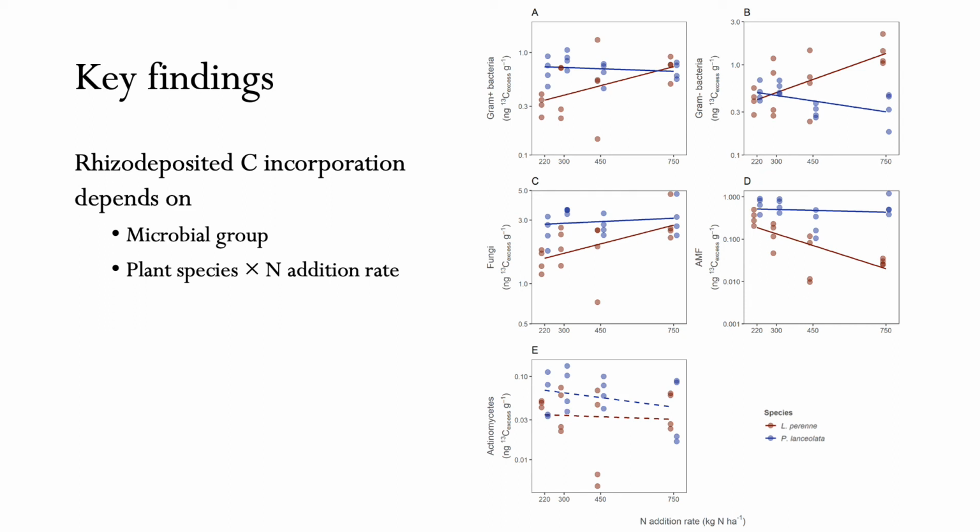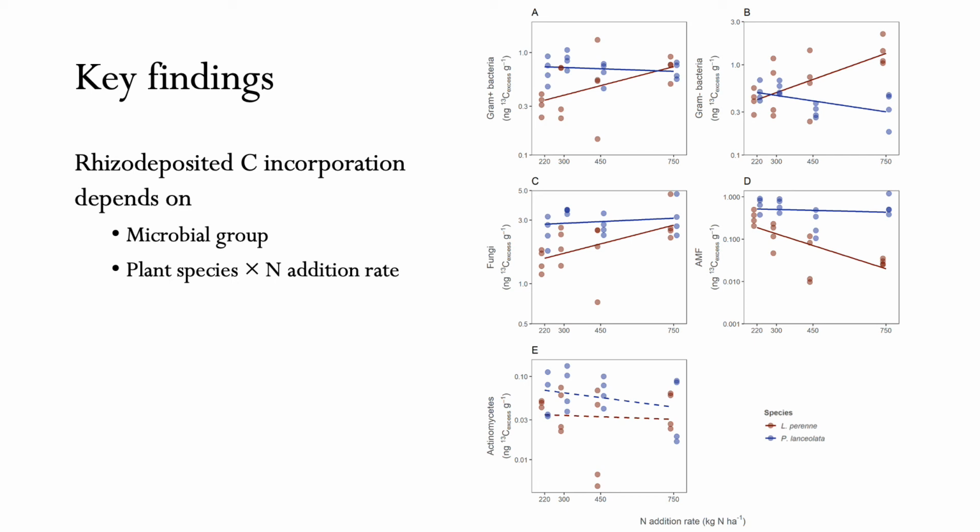So these are the PLFA stable isotope probing results. And for each panel here, which represents one microbial group, there is for each nitrogen addition rate on the x-axis the concentration of rhizodeposited carbon-13 that was incorporated into the microbial biomass of the certain group on the y-axis. The y-axis is in most cases on a log scale.